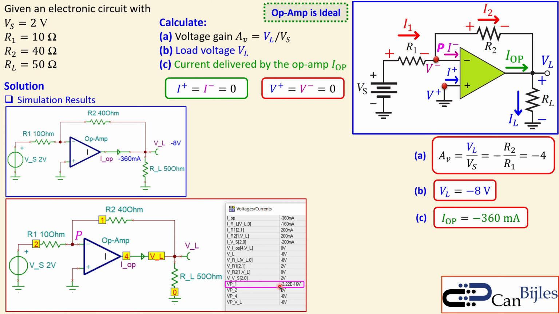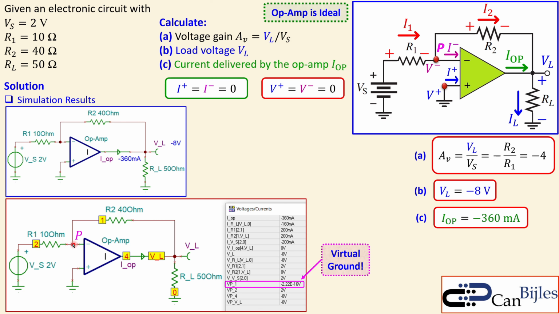This is also the reason for saying this node P is equal to 0. It is not exactly equal. You can see it is virtually ground, because it is not connected physically to a ground connection, but it is really small. You can see minus 2.22 times 10 to the power minus 16 volts. Now you can say it's almost 0. This is truly again a proof that this node P is equal to that node.